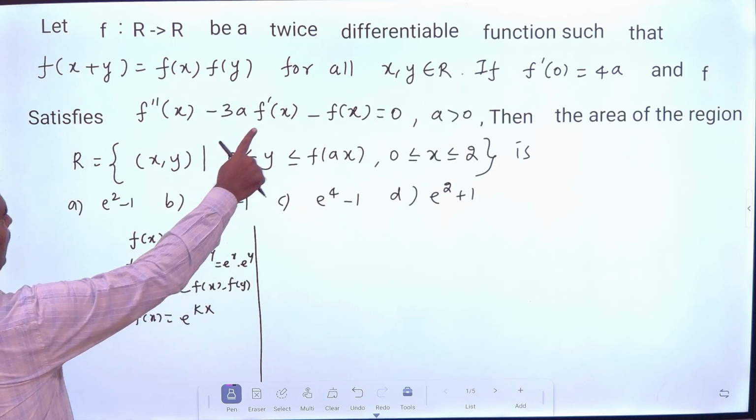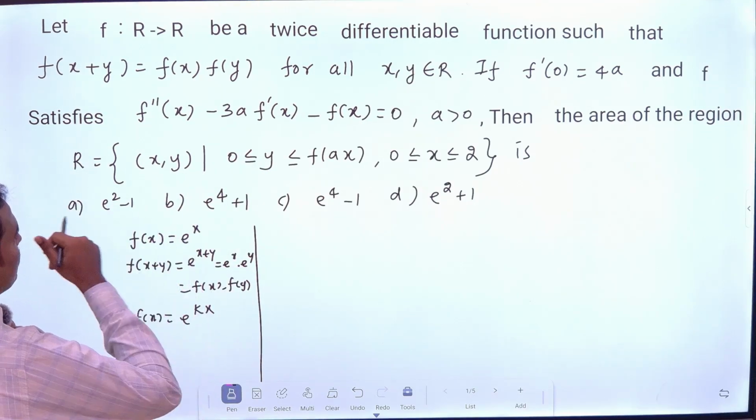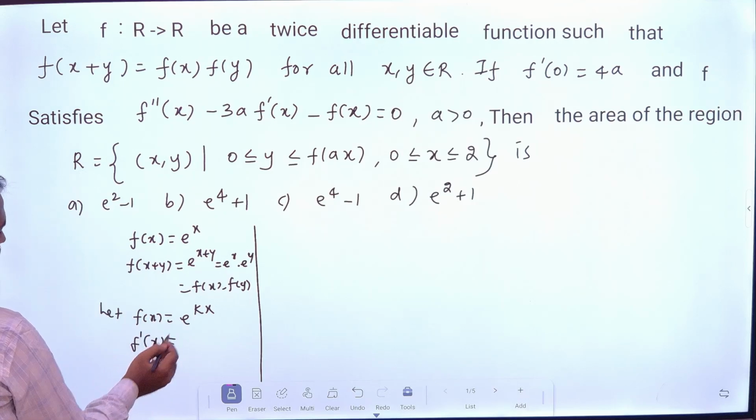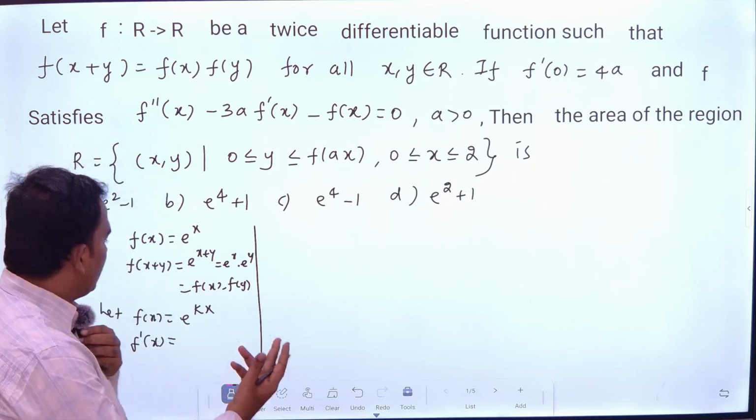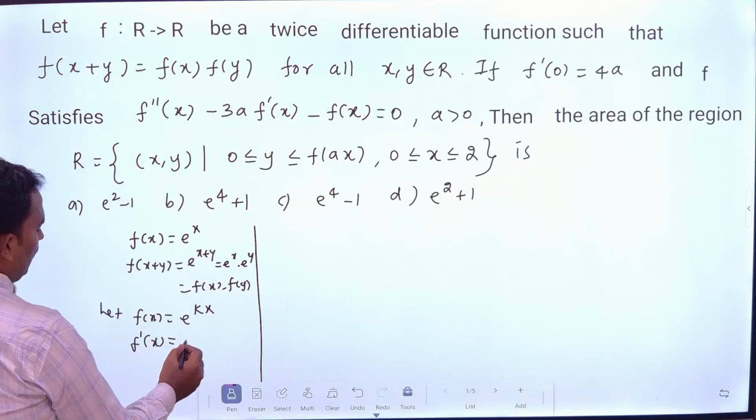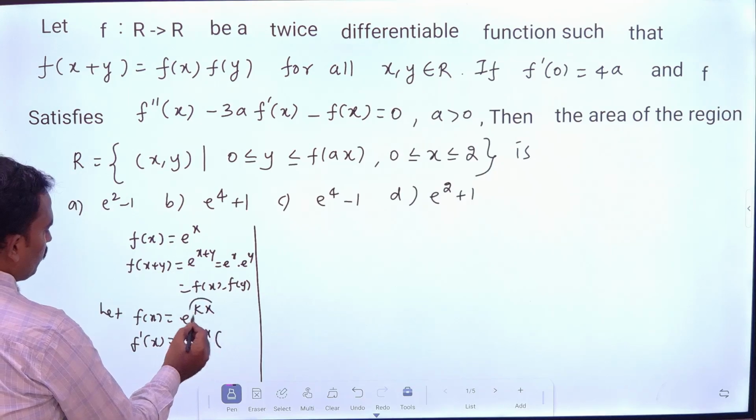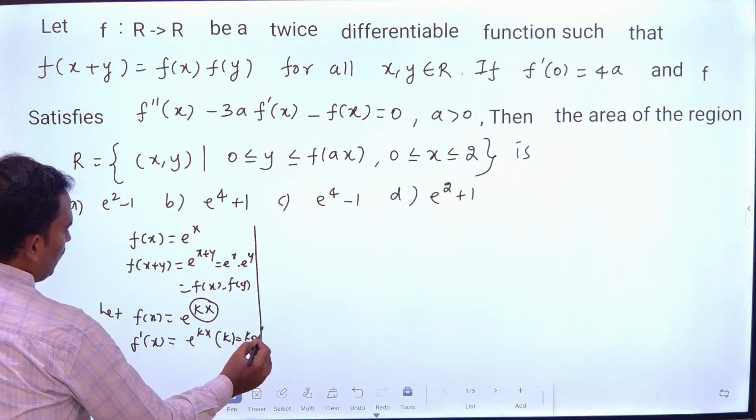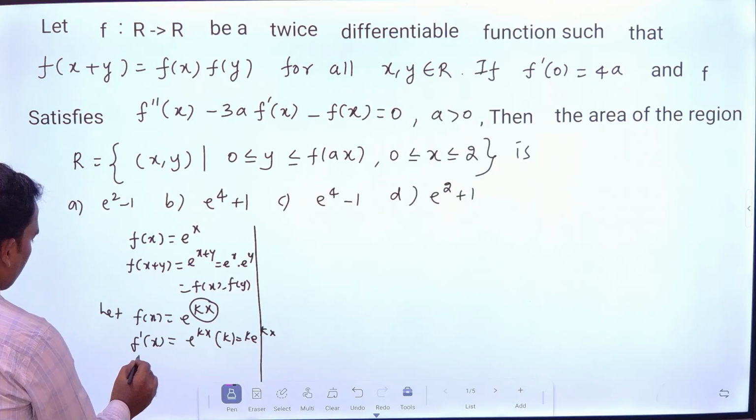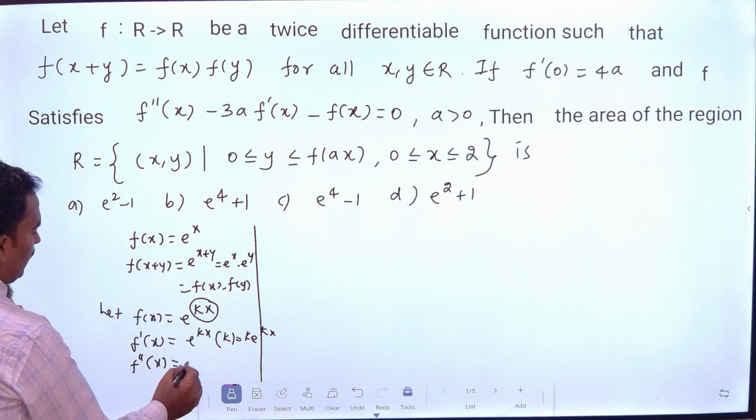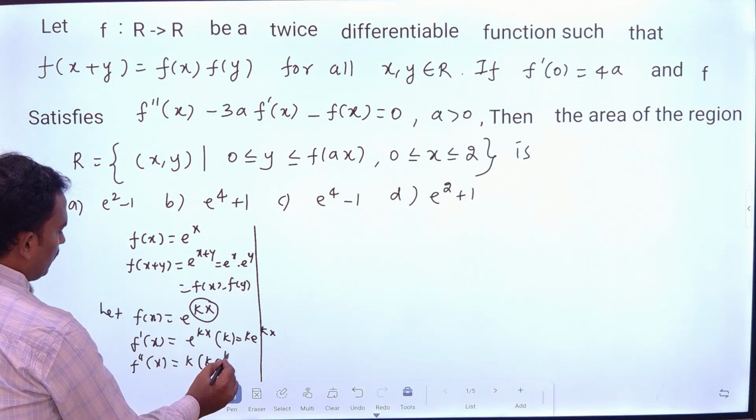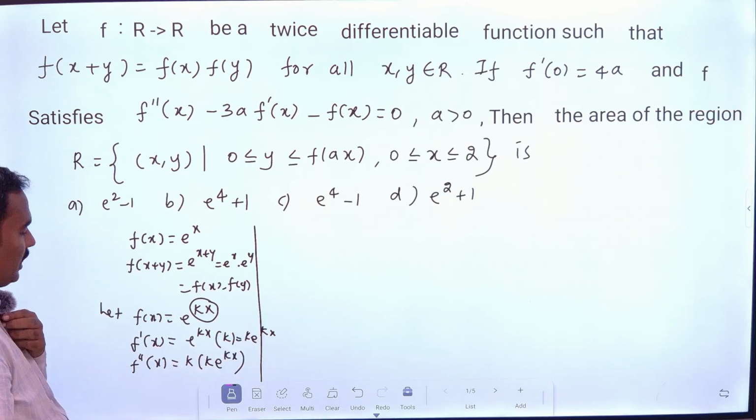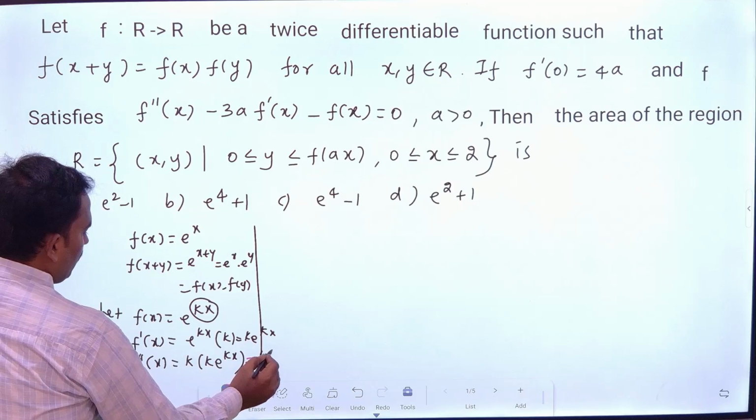So we need to use the second differential equation here. How to use this one? For that we need to differentiate: f dash of x. If you differentiate e power something, it is e power something into the derivative of something. The derivative of kx is k. Therefore f dash of x is k into e power kx. f double dash of x is the same idea: k into the derivative of e power kx, which is k times e power kx, so it will be k square e power kx.